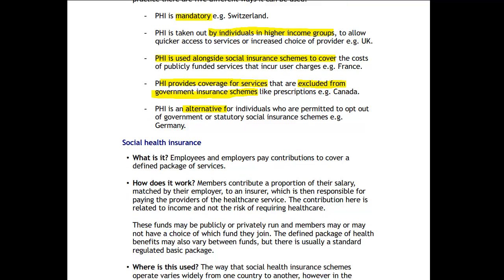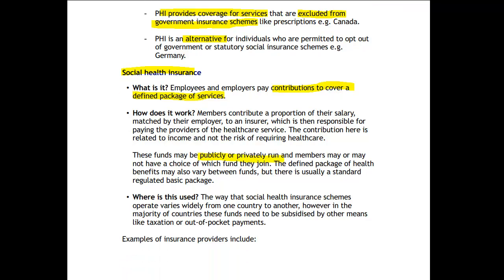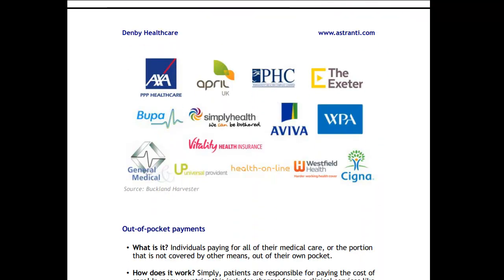Now, some countries have social health insurance. So this is the case where employees and employers pay contributions to cover a defined package of services. So essentially, members have to contribute a proportion of their salary and their employer matches that contribution. And then the insurer is responsible for paying part or all of the healthcare costs that are incurred when an individual needs treatment. And these funds could be publicly run or they could be privately run. And as I said earlier, there's a range of different healthcare insurers, and you can see some of the insurers that are available in the United Kingdom.